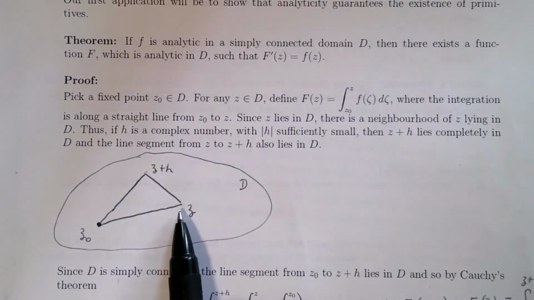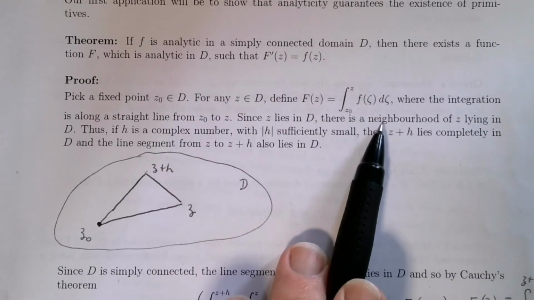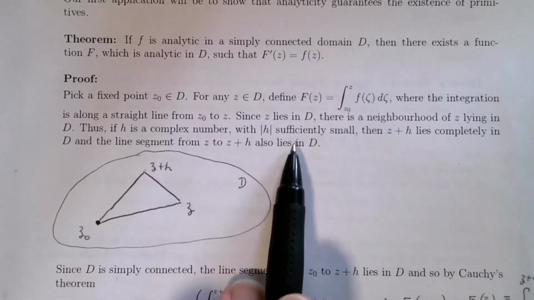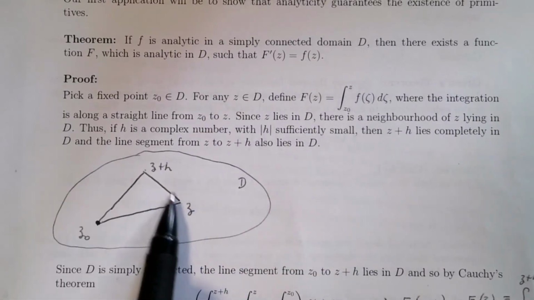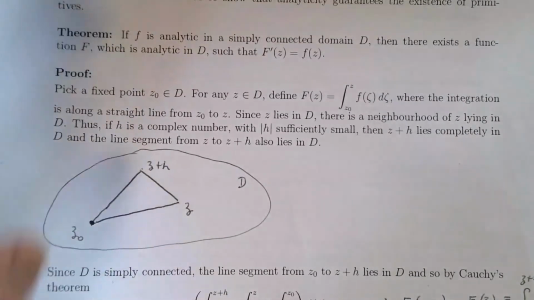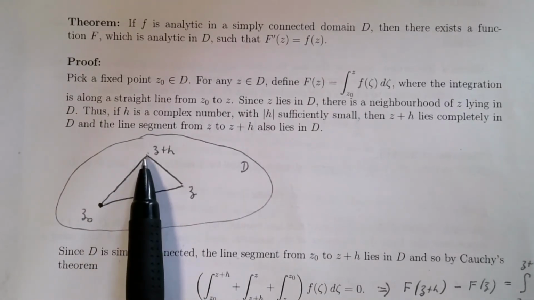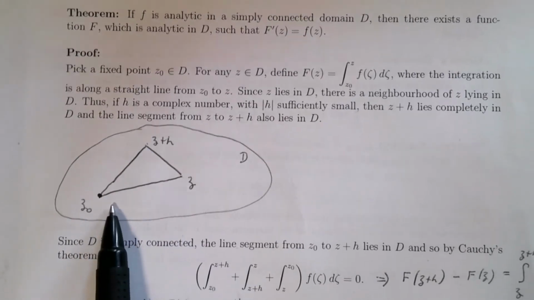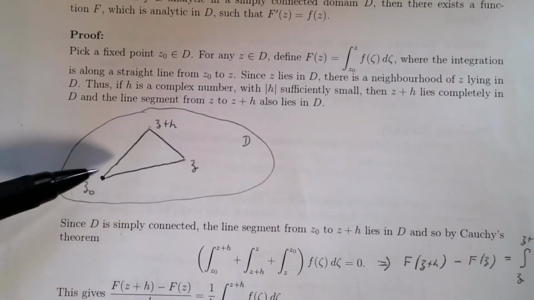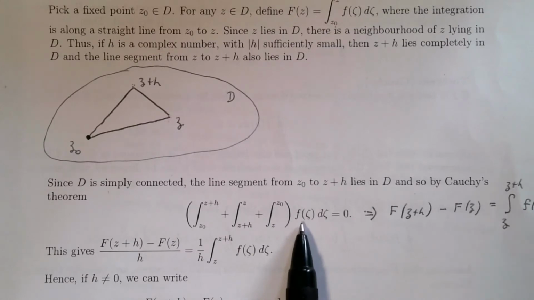Now, since z lies in D, and D is our domain, there is a neighbourhood of z lying in D. So that means if h is a complex number with mod h sufficiently small, then z plus h lies completely in D, and the line segment between z and z plus h also lies in D. Since D is simply connected, the line segment from z0 to z plus h lies in D. And so by Cauchy's theorem, I can add up the three integrals: from z0 up to z plus h, then from z plus h to z, and from z to z0. When I add those up, if I integrate f on the sum of those, I have to get 0.